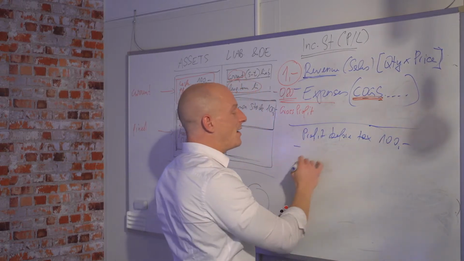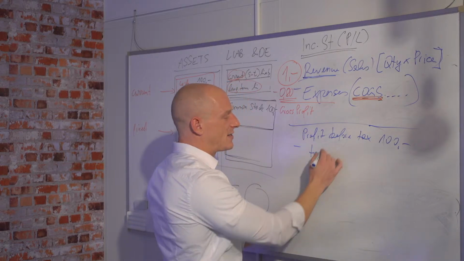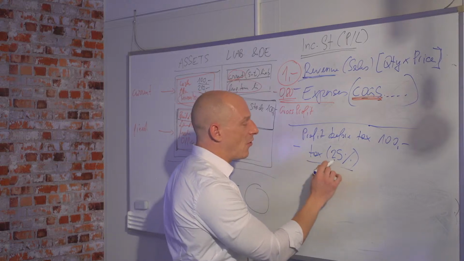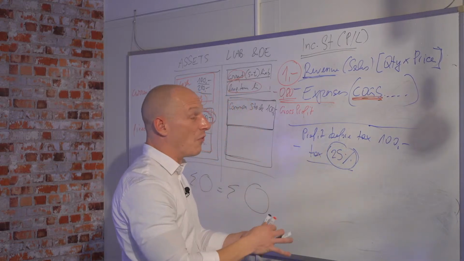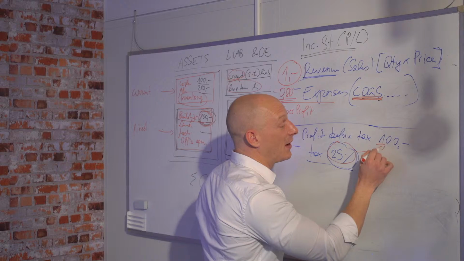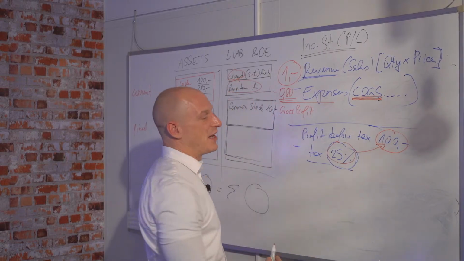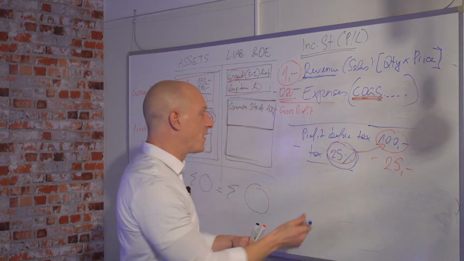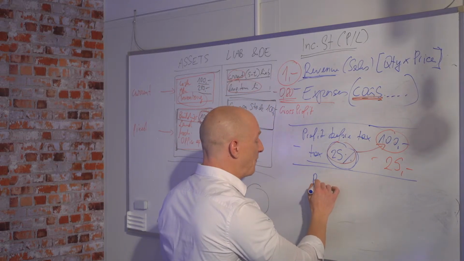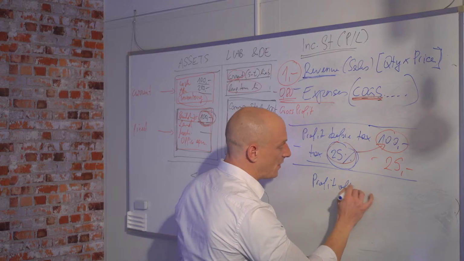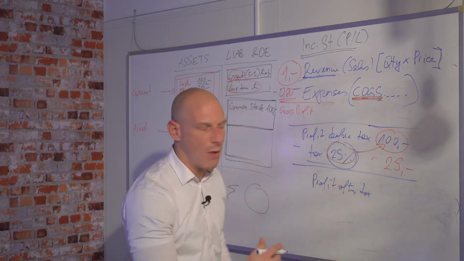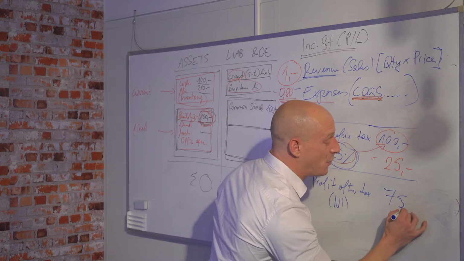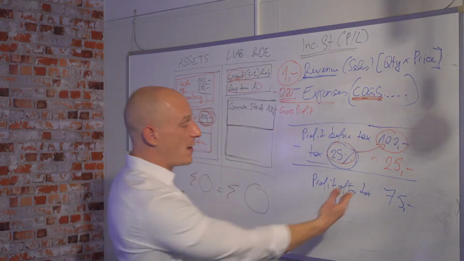Then we have minus the corporate tax, let's say it's 25%. So that means you have to pay a tax of 25% of which number? Well, of the profit before tax. So 25% of 100 is 25 euro. Minus 25, and that would give us a profit after tax, more commonly referred to as net income, of 75 euro. All right? So this would be a profit now.